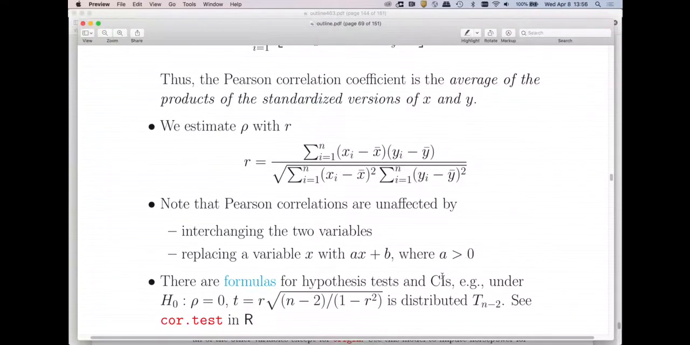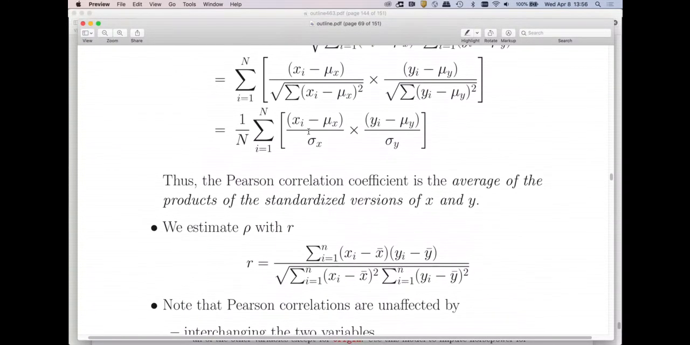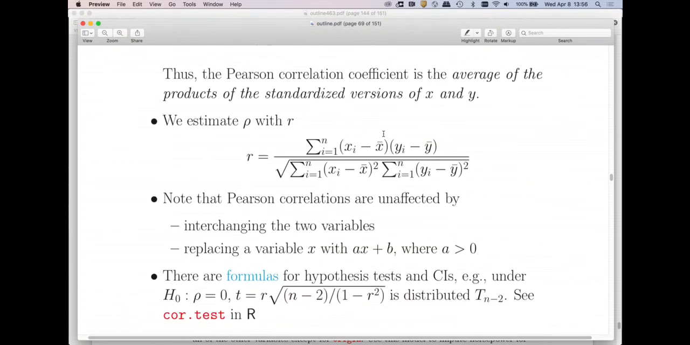So if I replace x with a linear combination, nothing happens. If I change y to a linear combination, nothing happens. And so the correlation is unaffected by a change in units of either of my variables.